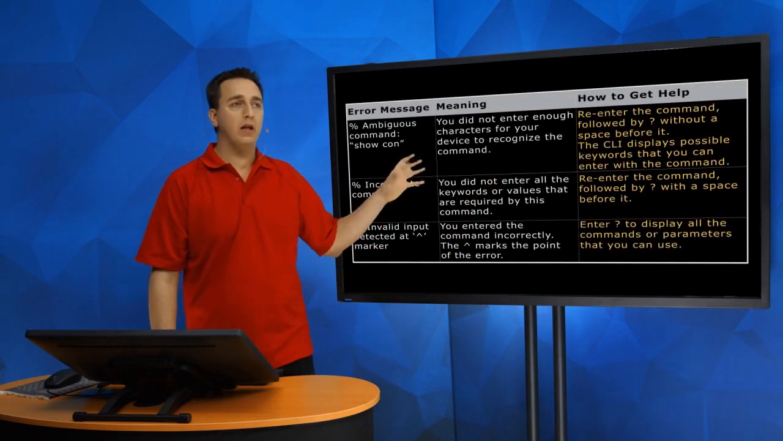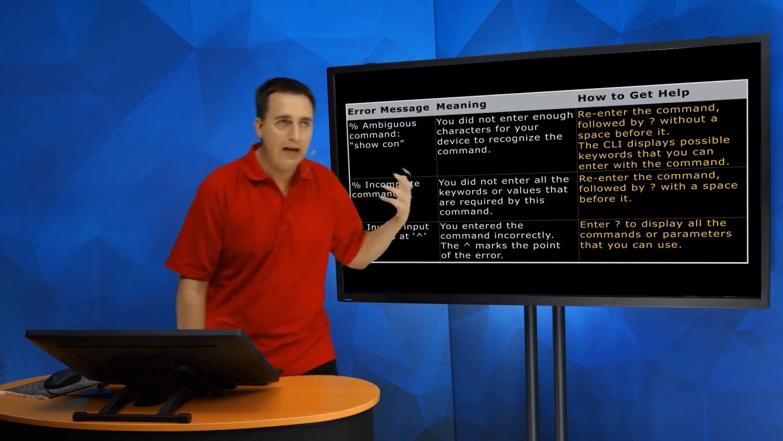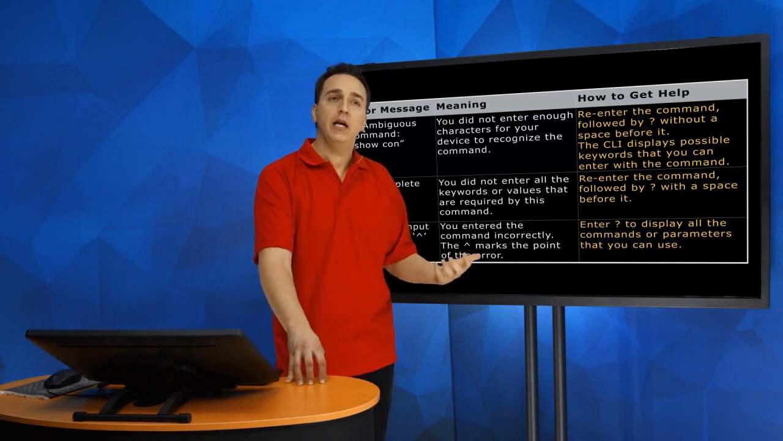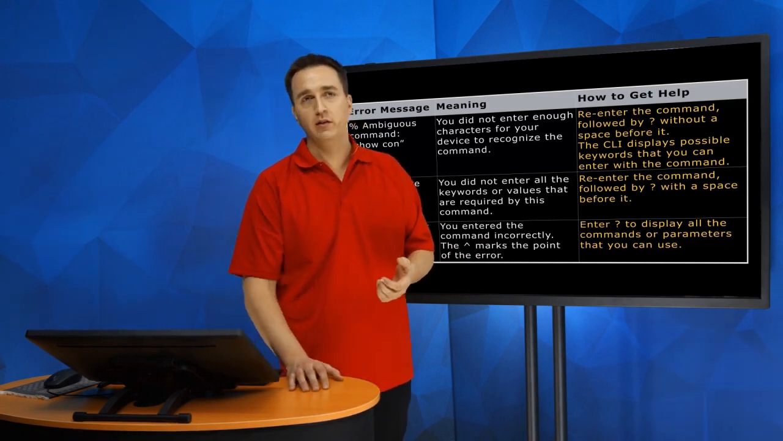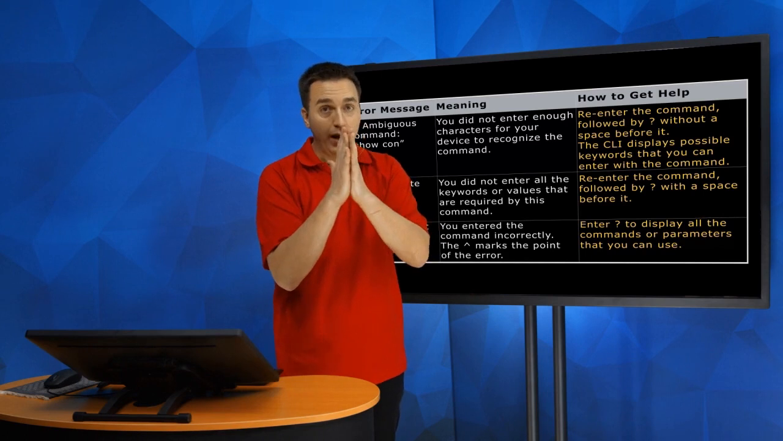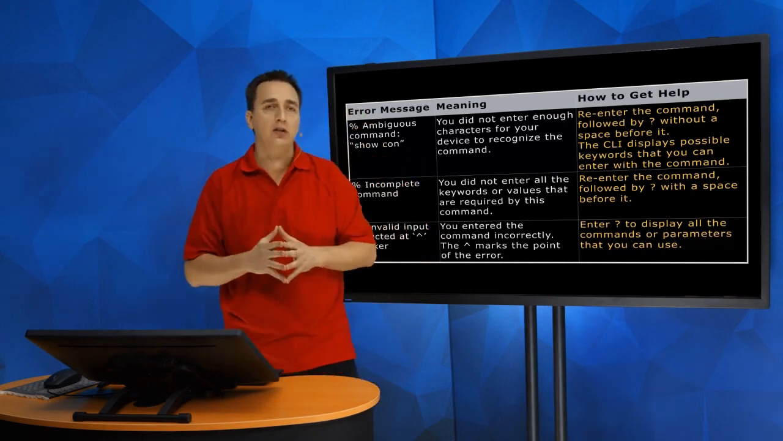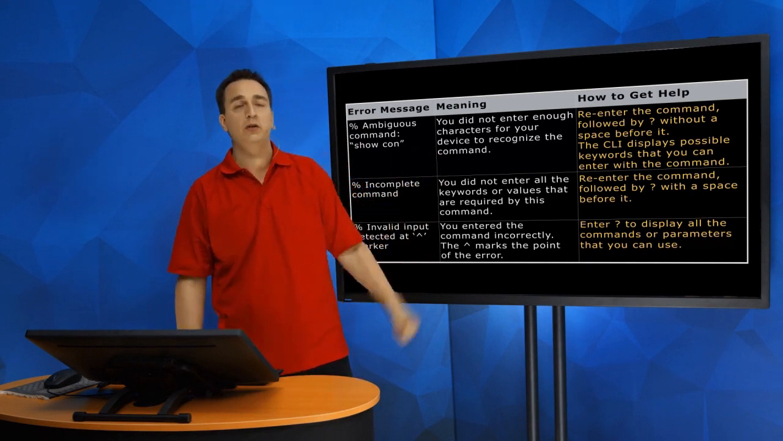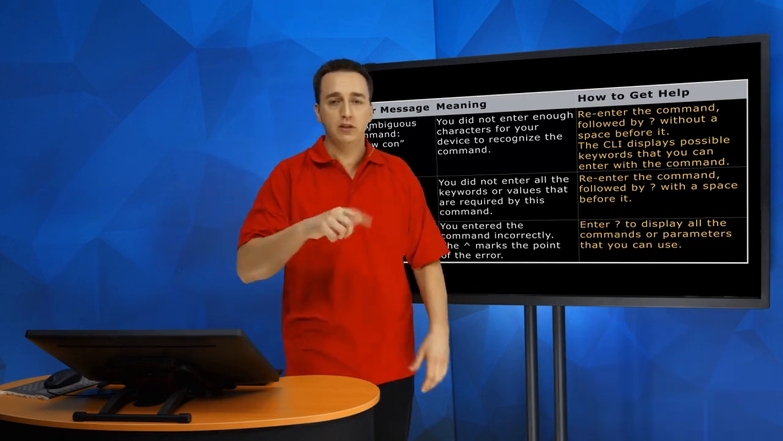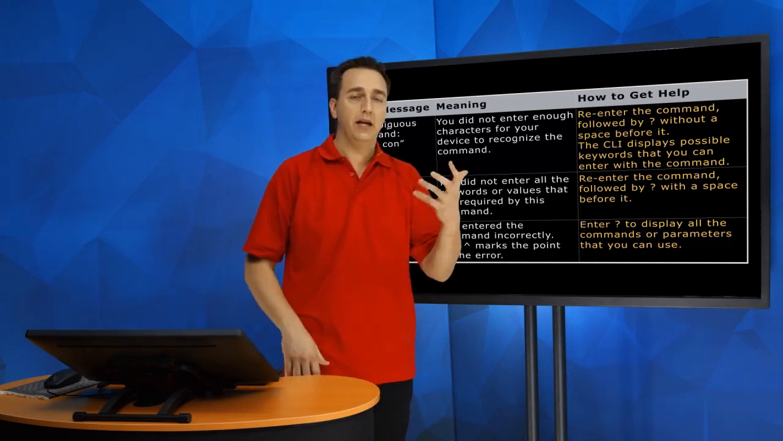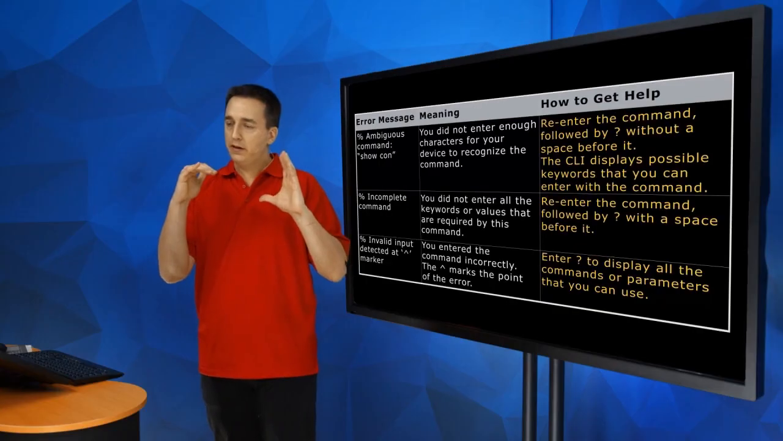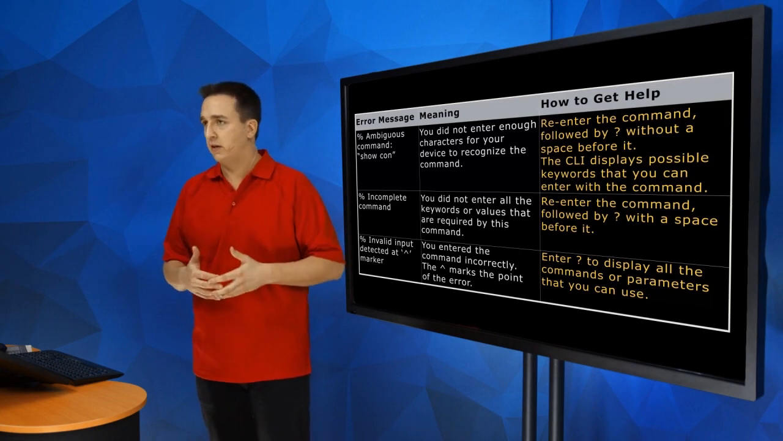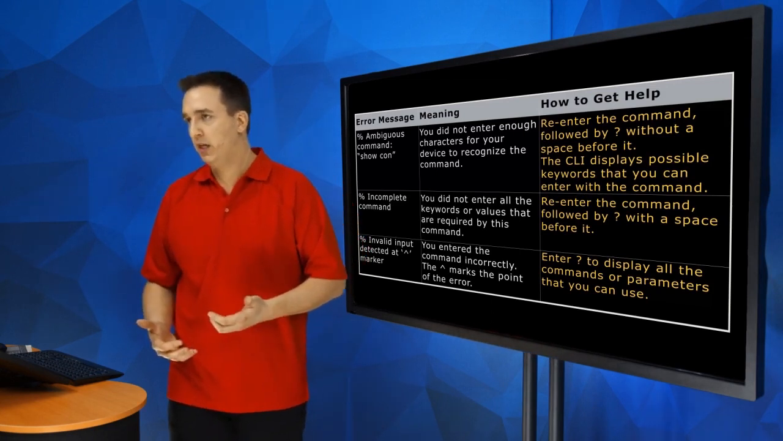So what does all this mean? Well, ambiguous command. You didn't enter enough characters for your device to recognize the command. Re-enter the command. Now, if you don't know what it is, re-enter the command and follow it with a question mark. Not with a space, right up against it. So that way you know how many more characters you need. For example, if you typed in SHOWCON and it says ambiguous command, well then type in SHOWCON with a question mark right up against it, and it'll tell you what options start with CON. And then you'll realize, oh, I wasn't accurate enough. I wasn't specific enough with my command. So then you'll adjust it.